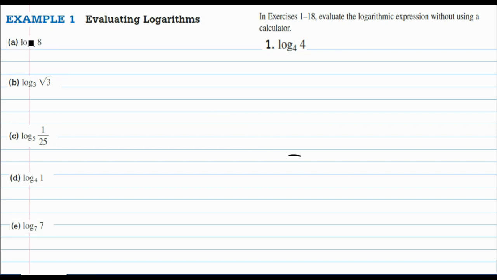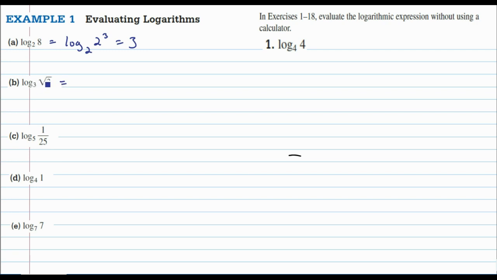So A asks, what exponent of 2 gets me 8? So the log base 2 of 8. Well, 8 is 2 to the 3rd. So I could technically rewrite this as log base 2 of 2 to the 3rd. So what exponent of 2 gets me 2 to the 3rd? The answer is 3. 2 to the 3rd power gets me 8.